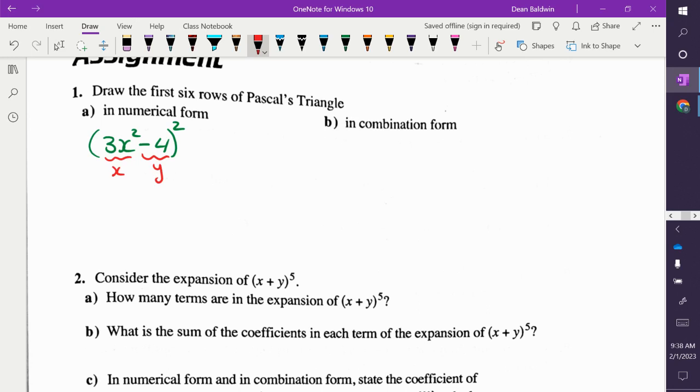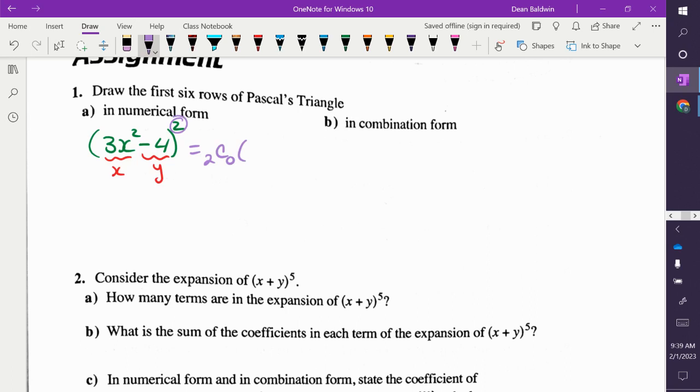Okay, are we ready? Here we go. We're not doing it the old school FOIL way. We're going to do it our new way. So, how many y's are in the first term? We're using combinations here. 0 y's in the first term, right? And our n value is 2. So it's 2, choose 0.